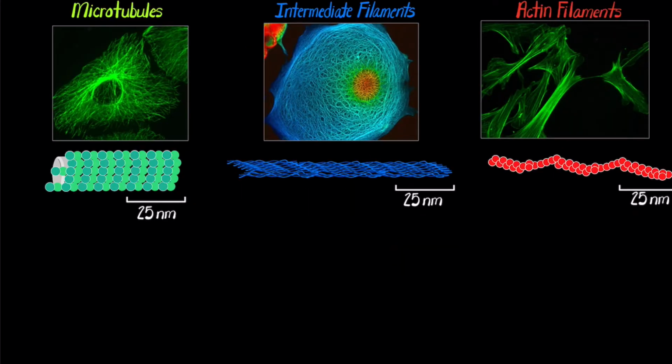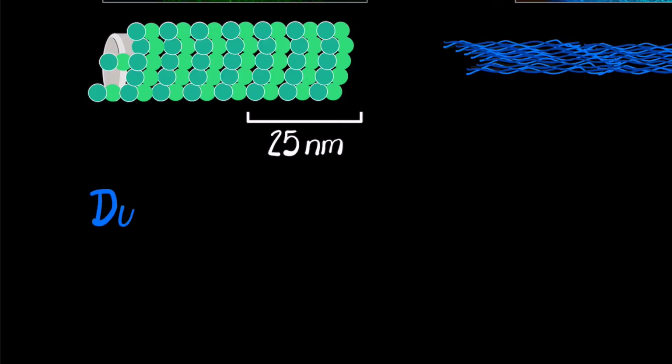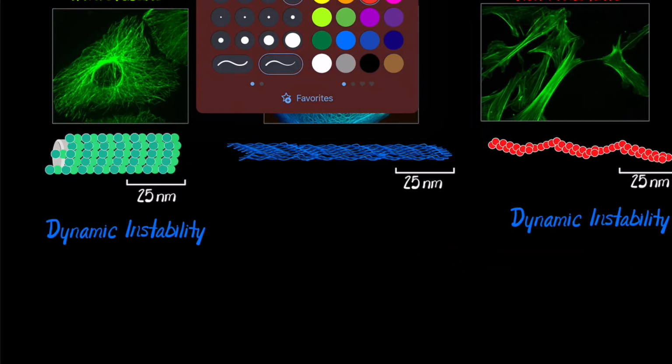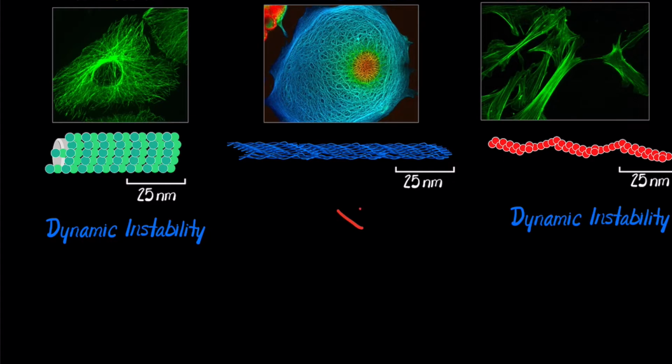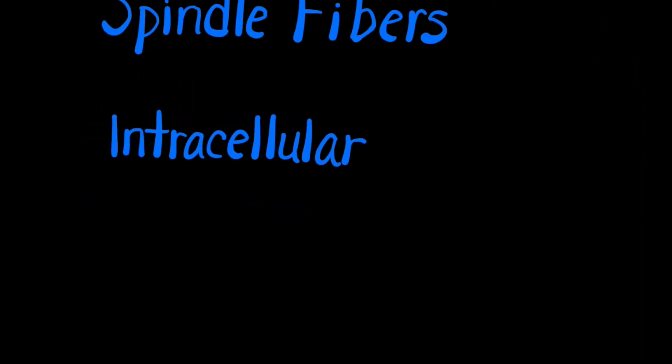So under each of these, let's write a couple notes so you can take this away with you. Microtubules display dynamic instability. So does actin filaments. Intermediate filaments do not display dynamic instability. Well, how about functions? Let's name a few for microtubules. Cell motility, spindle fibers in meiotic and mitotic division, and intracellular transport, meaning the movement of vesicles and organelles within the cytoplasm.